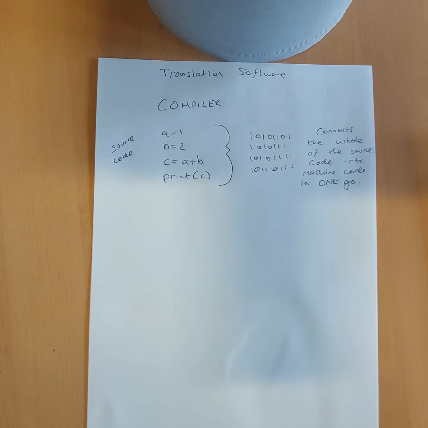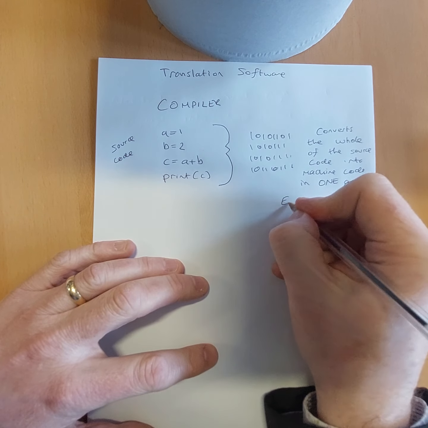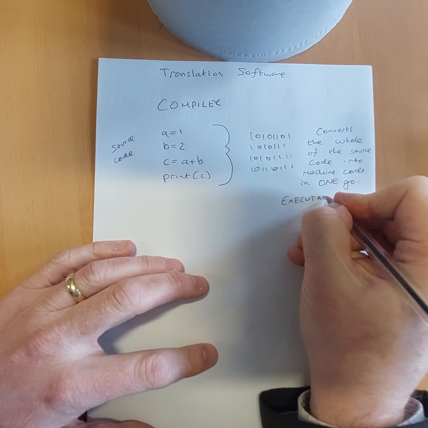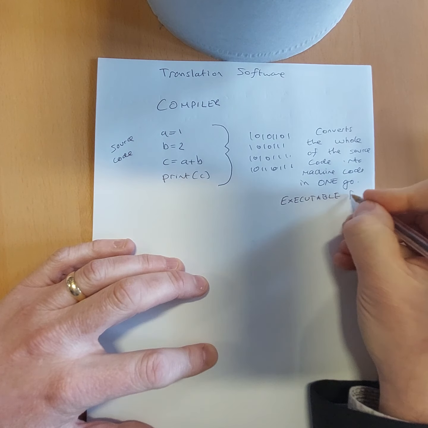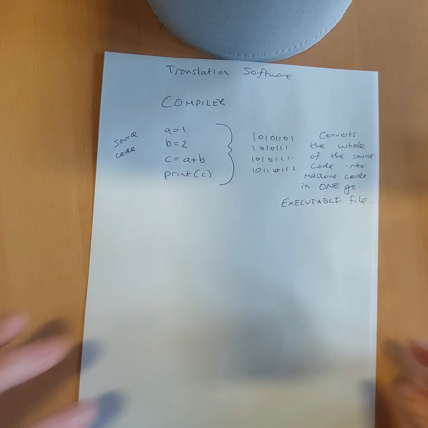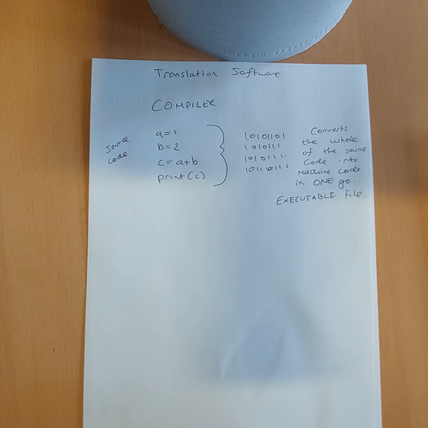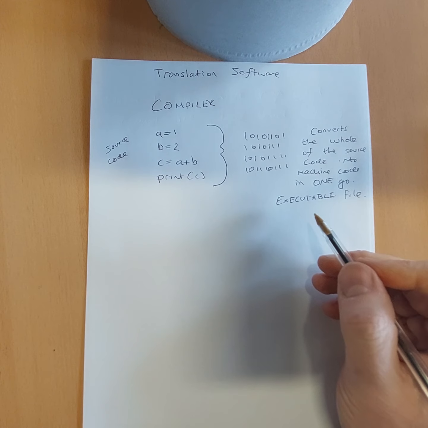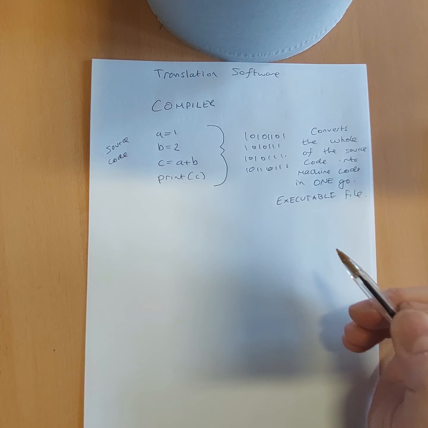Okay, and what it then does, it makes something called an executable file. So that's a file that you can give to someone else and they'll just double click on it and it will run. So you would use executable files all the time. It's a little bit like the apps on your phone. So if you want to play Angry Birds, you double click on the app, and what you're doing is double clicking on an executable file that will run that code. So Angry Birds is an example of a compiled program. The executable file contains all of the machine code.